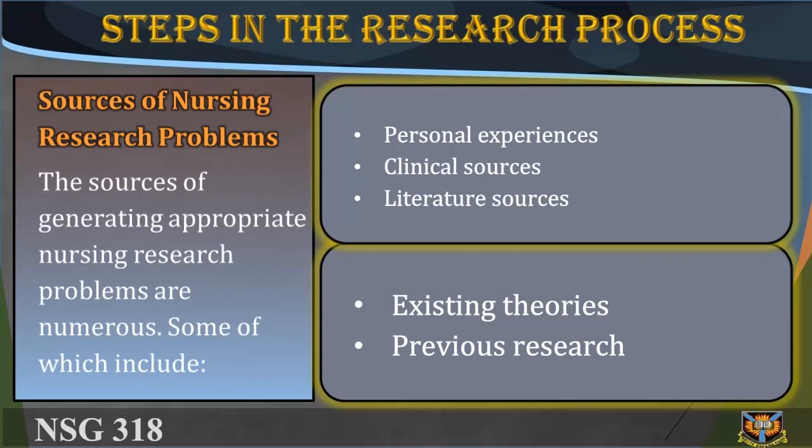Sources of nursing research problems. The sources of generating appropriate nursing research problems are numerous, some of which include personal experiences, clinical sources, literature sources, existing theories, and previous research.